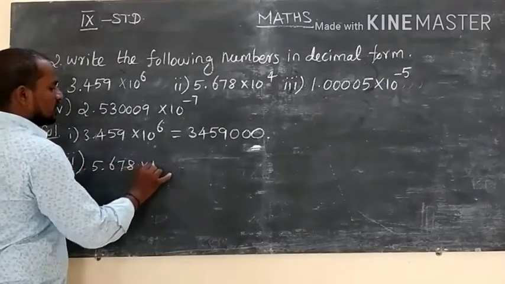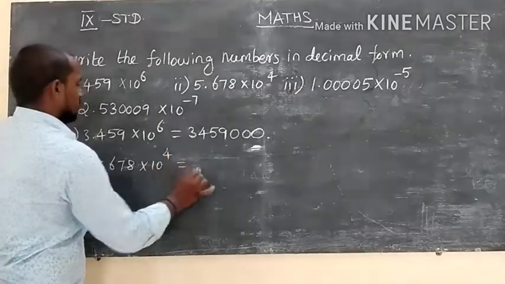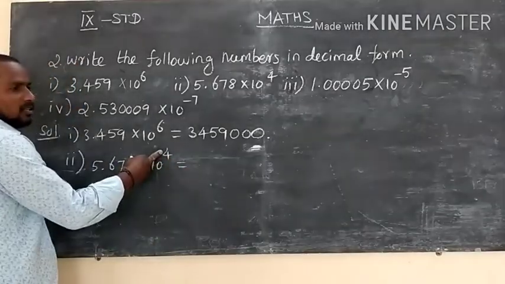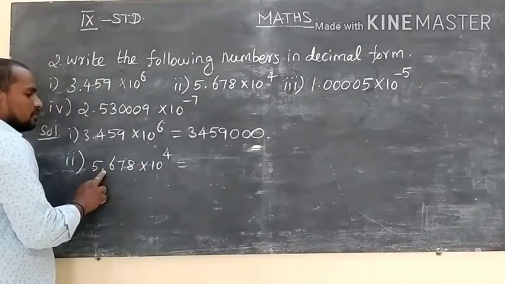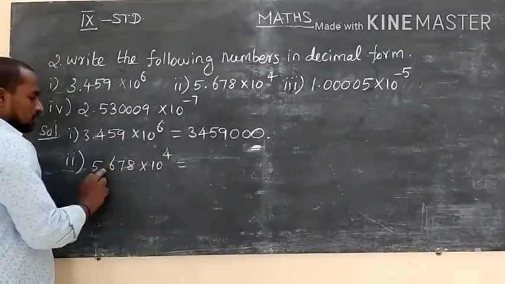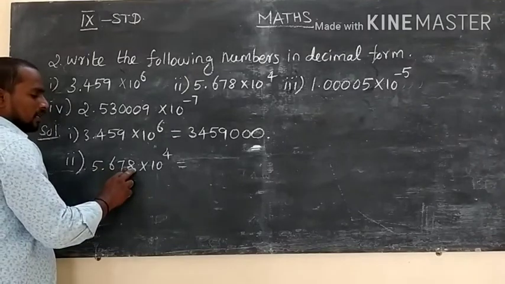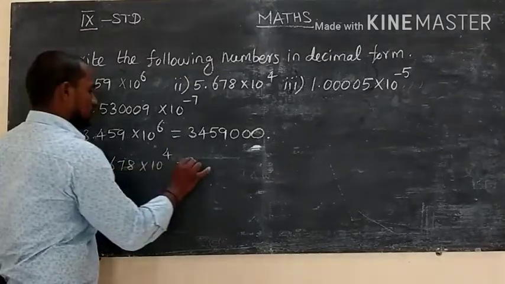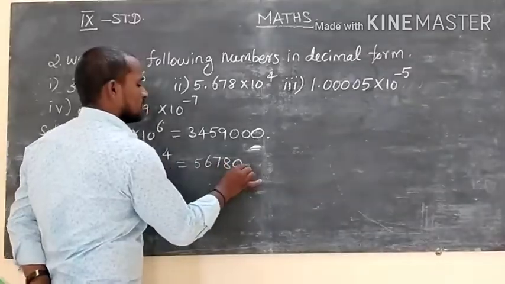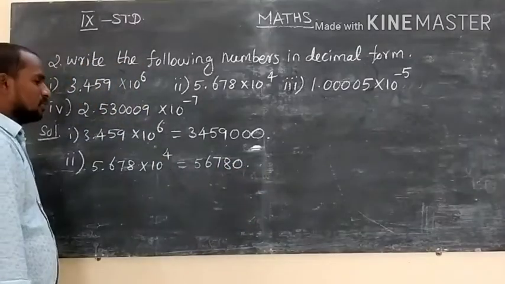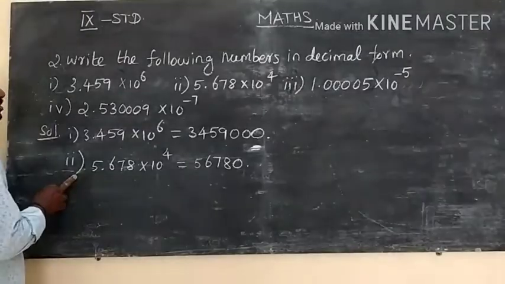5.678 into 10 power 4, which is equal to, now also a positive exponent, so making the shifting left to right. So here the decimal shifts 4 places. So 1, 2, 3, and 1 more place, so adding 0. So 5, 6, 7, 8, 0. That's all. Then making the decimal point. That's all the second question.